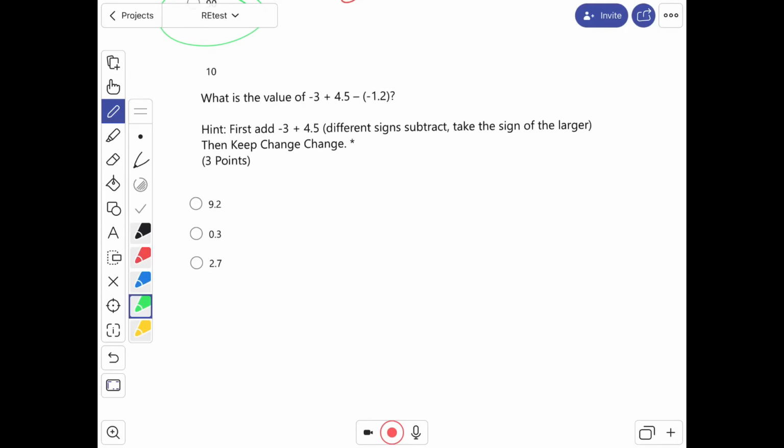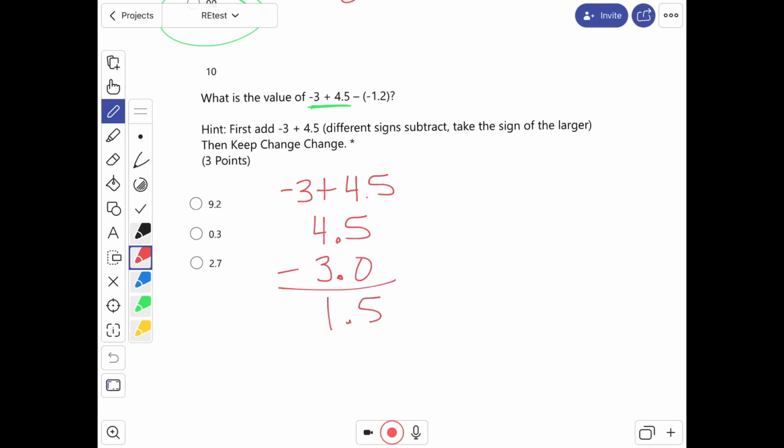Number 10. What is the value of negative 3 plus 4.5 minus negative 1.2? First, you want to do just the first two numbers. And the rule is same signs add and keep, different signs subtract. So since they have different signs, I'm going to subtract. Now, the 3 needs to go under the 4 because we have to line up decimals. And if I subtract, I get 1.5. And we need to take the sign of the larger. And the larger number was that one, which is positive. So my answer is positive.